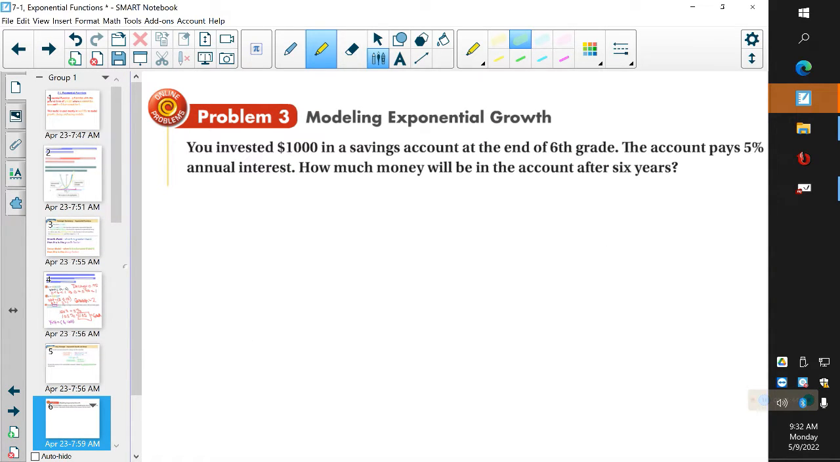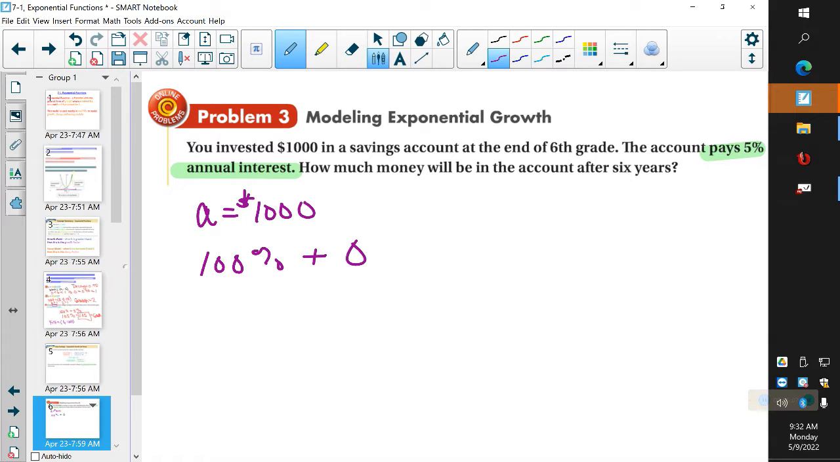You invested $1,000 in a savings account at the end of 6th grade. So I'm going to tell you straight up, your a is how much you started off with. That's the initial amount. The account pays 5% annual interest. So what this means is the account is going to get 100% plus another 5%. So that means I have 105%. We're going to change that to a decimal. So that's going to be 1.05 is what we're actually growing. So how much money will be in the account after 6 years?